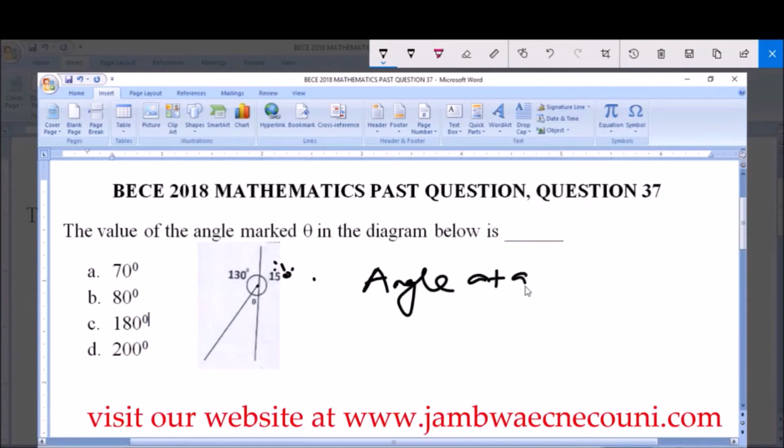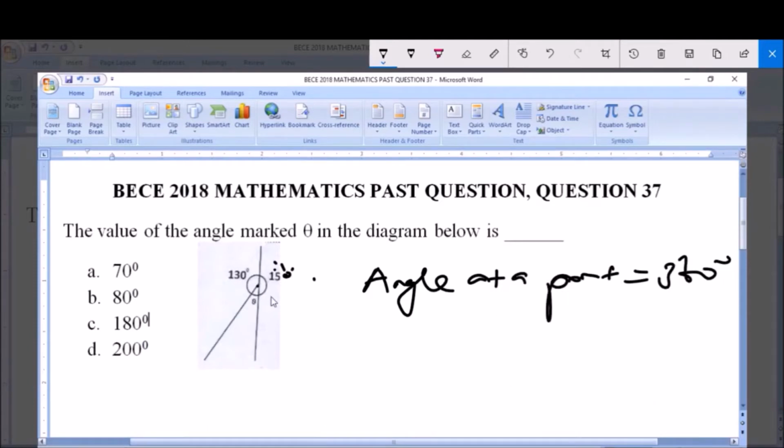Angle at a point is what? 360 degrees. Angle at a point is 360 degrees. Now this point, that is the angle at this point, 360 degrees, has been divided into various segments. You have the 150 degrees, you have the 130 degrees, and the theta. Now we are asked to find this theta here.